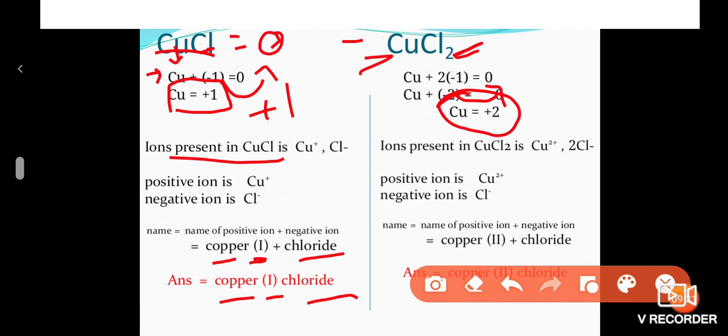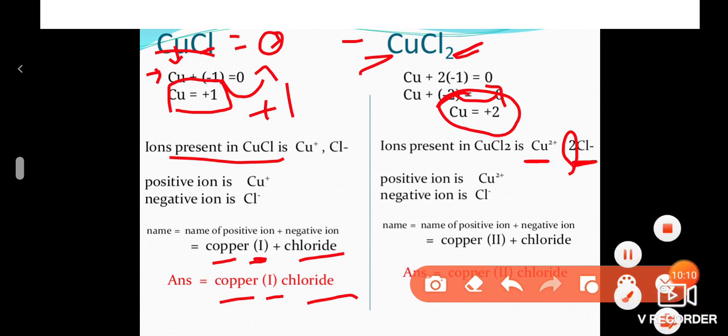So, next step, what are the ions present in CuCl2? Cu2 plus and 2 chlorine minus ions are present in it. We need not bother about the number of ions. We know the names of the positive and negative ions. What is the name of the positive ion? Copper. That valency should be mentioned. What is the valency here? 2. Copper 2. The negative ion name is chloride. Copper 2 plus chloride. What is the name of CuCl2? Copper 2 chloride. Okay.